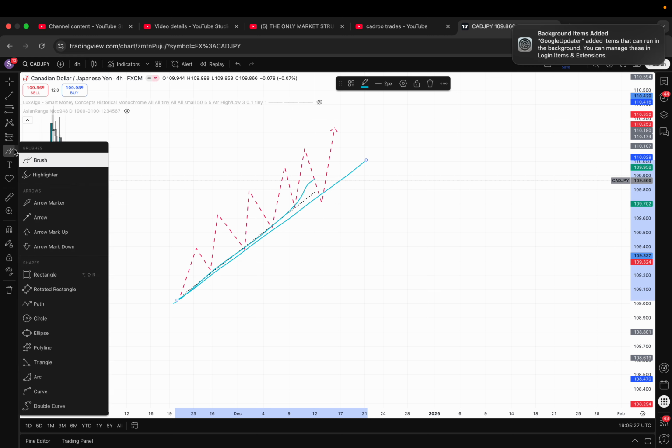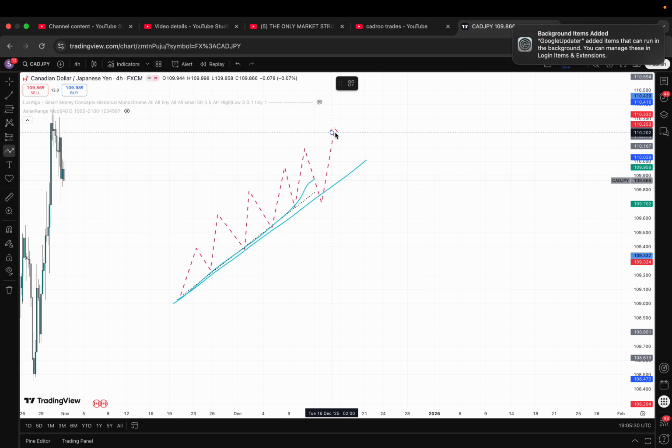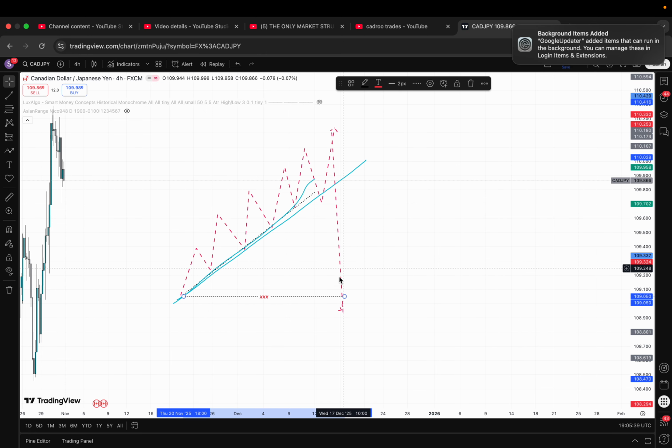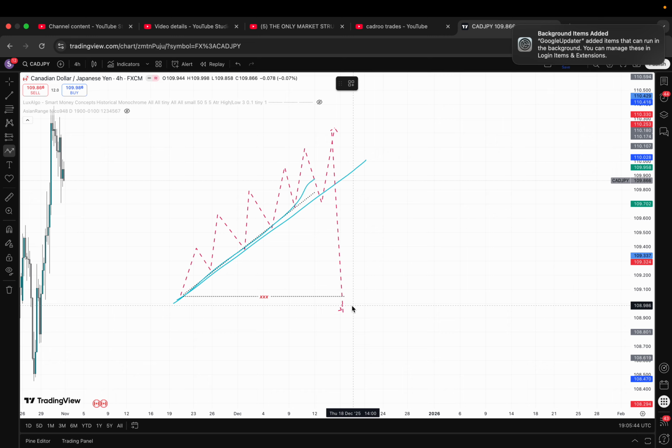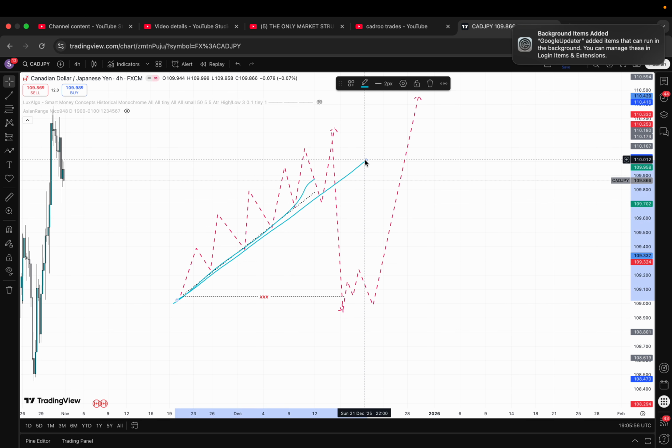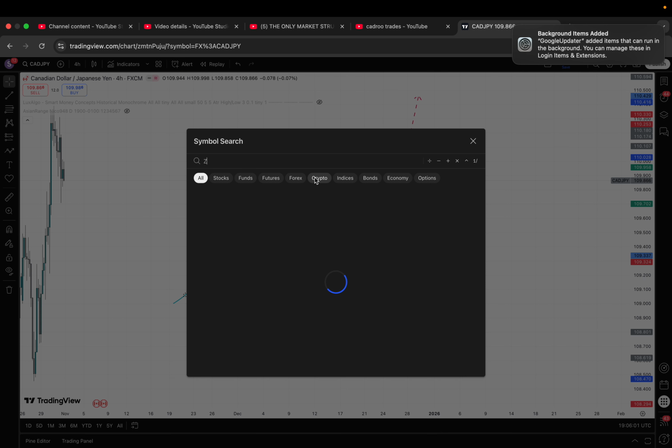Then what's going to happen? Smart money traders are waiting for this liquidity to get taken out. Boom. Which is called a sweep of liquidity. Smart money traders call it a sweep of liquidity. And then when that happens, they'll wait for a confirmation and then get into a buy.